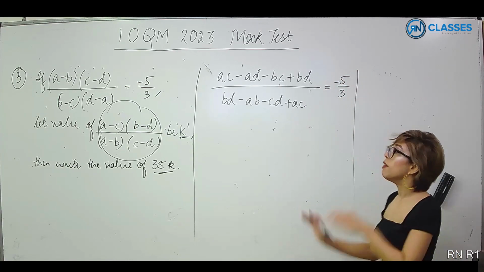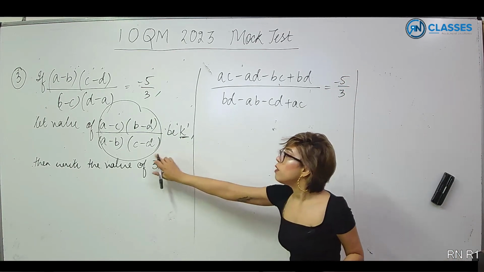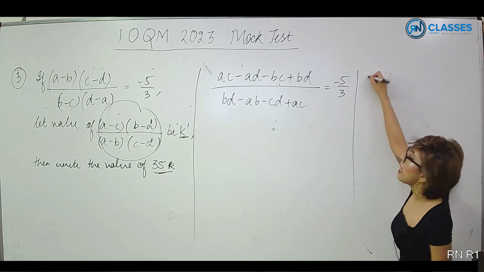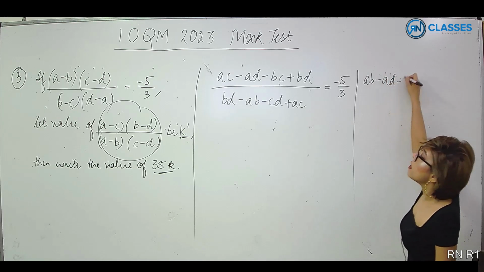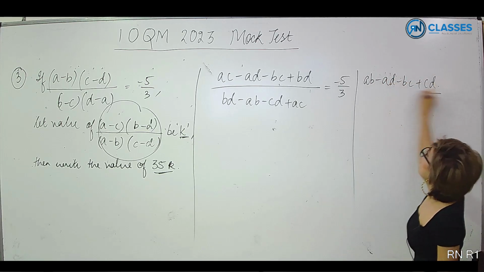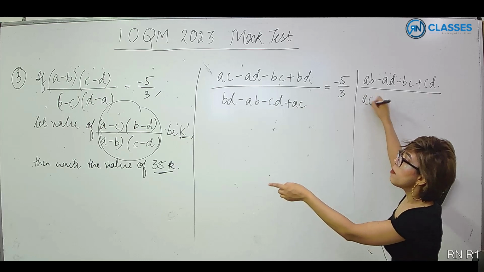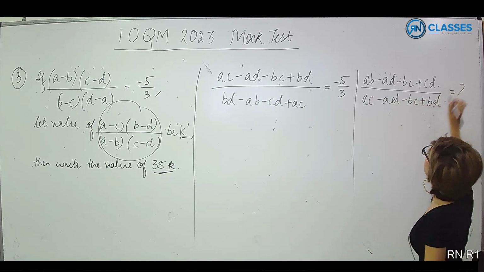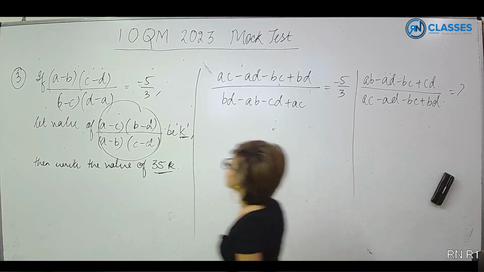Right? This is given to us, and if I need to find the value of this, let me just simplify it and see what I need to find out. So I will get AB minus AD minus BC plus BD, whole divided by AC minus AD minus BC plus BD. Right? This is something that I'm interested in.